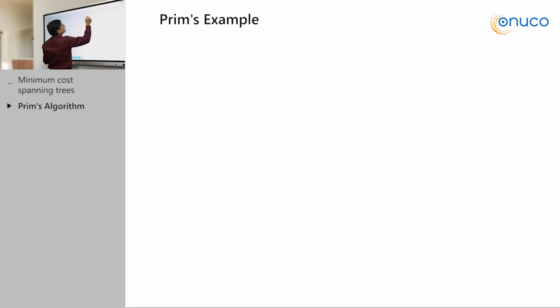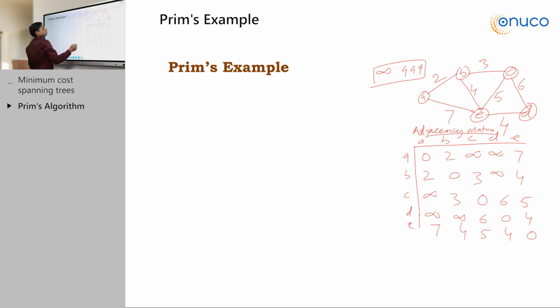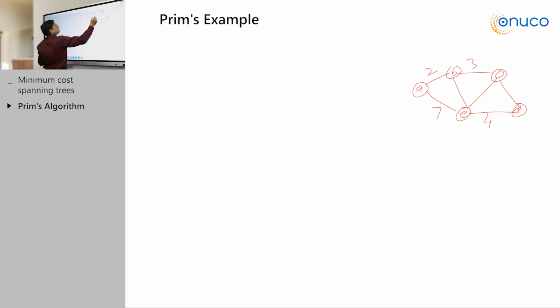So here we have A, B, C, D, E, 2, 3, 7, 4, 4, 5, 6, 4, 5, 6. Okay. So I have taken the same example.